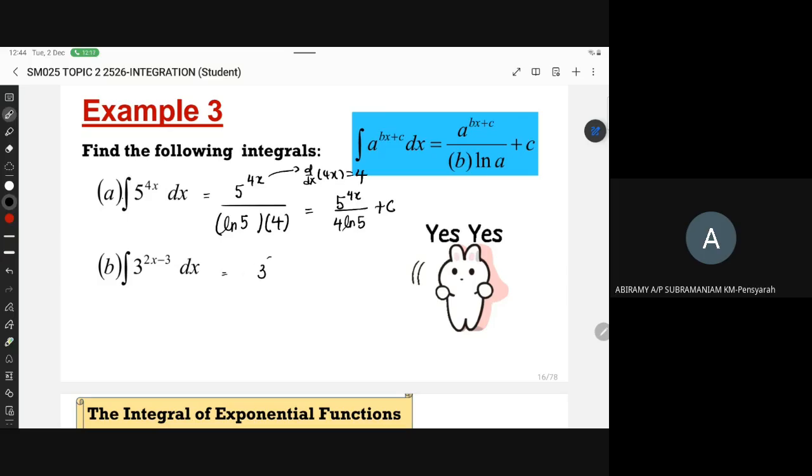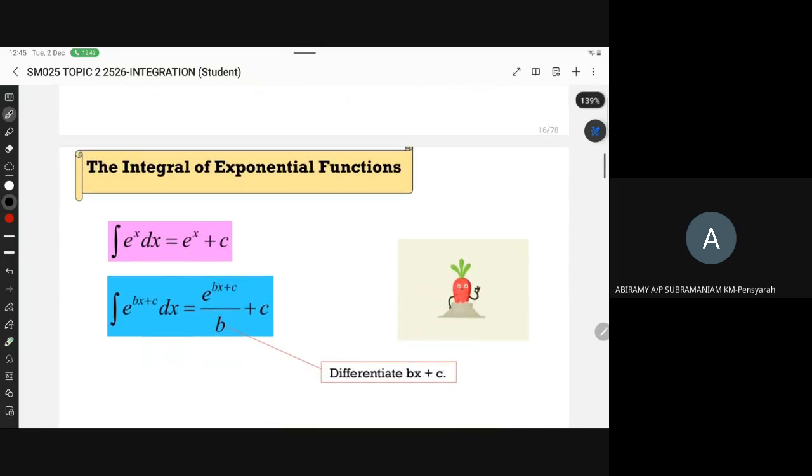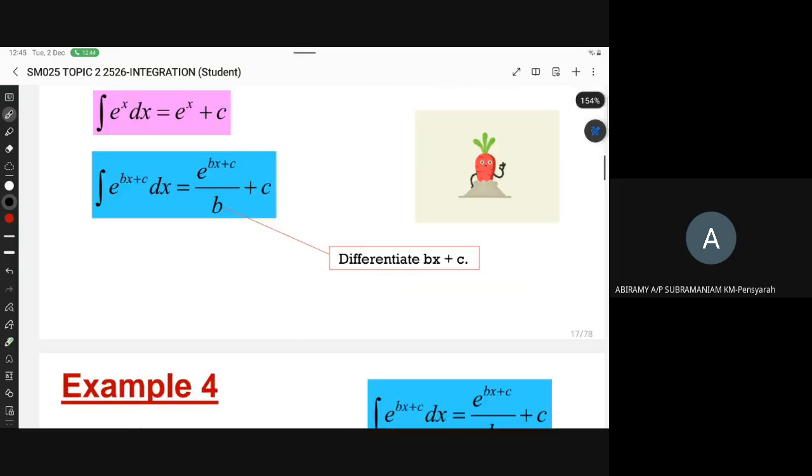Okay, same here. First step, we copy back the question. Second step, we divide by ln of the base and also divide by the differentiation of the power. Differentiating 2x minus 3, we get 2. So 3 to the power of 2x minus 3 divided by 2 ln 3, plus c. Okay. So next is also an exponential function.